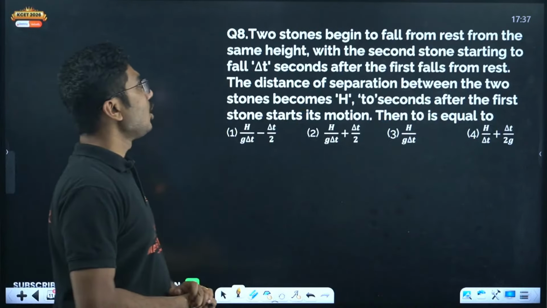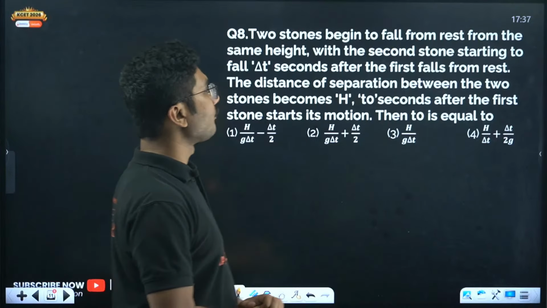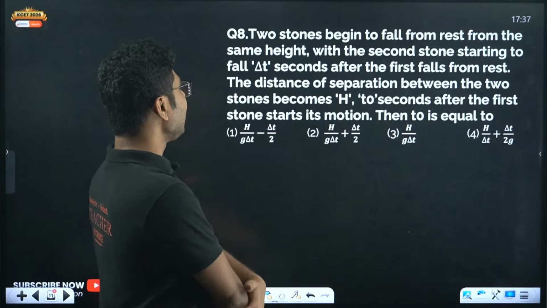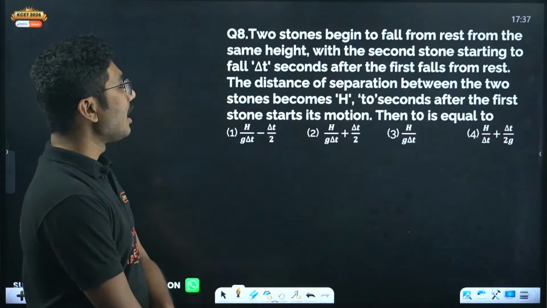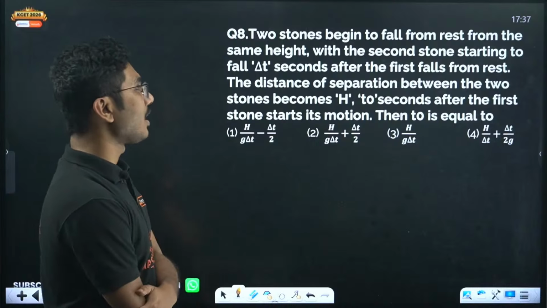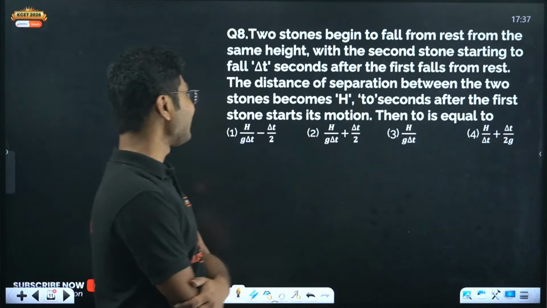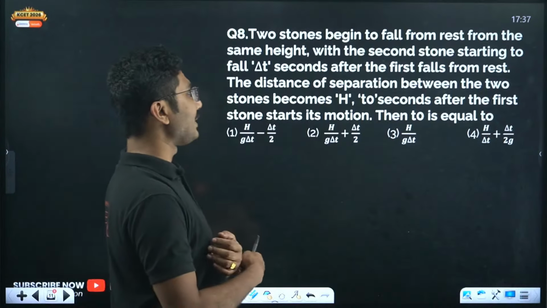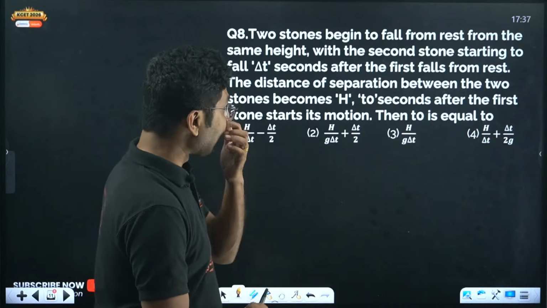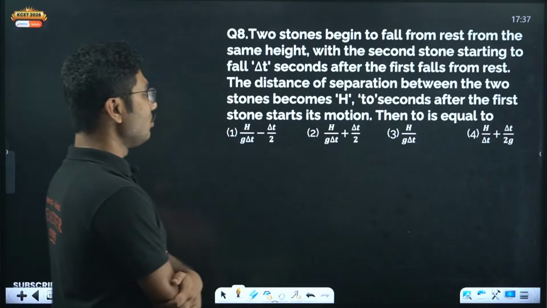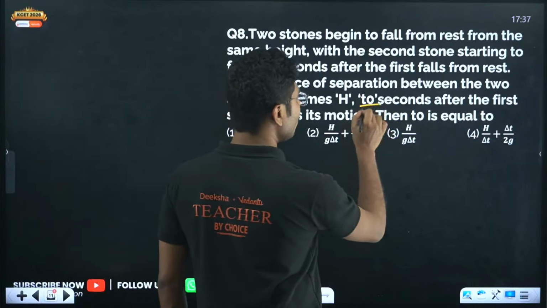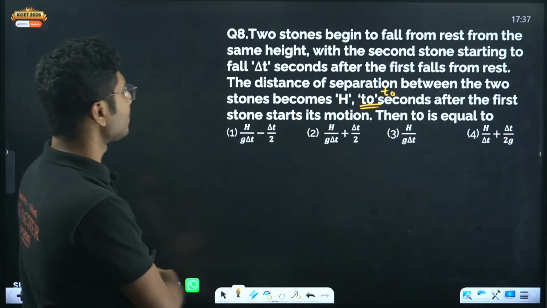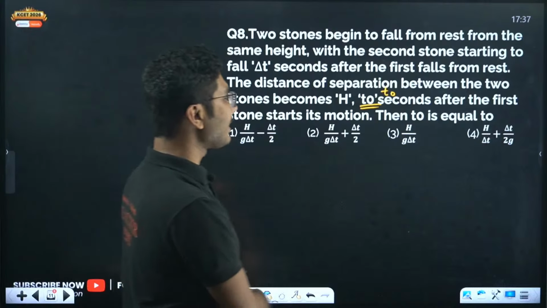Now the next question. Two stones begin to fall from rest from the same height, with the second stone starting to fall delta t seconds after the first one falls from rest. The distance of separation between the two stones becomes capital H at t naught seconds after the first stone starts its motion. Then t naught is equal to?